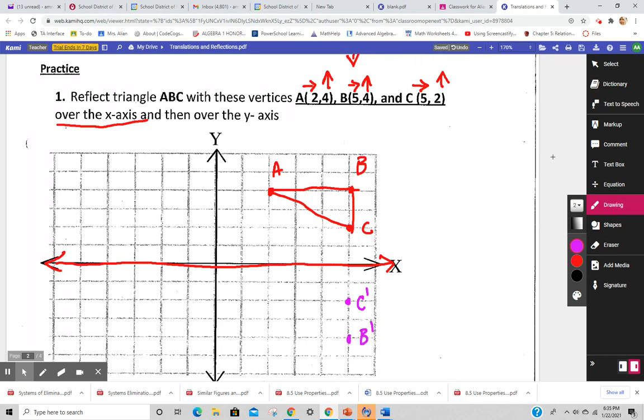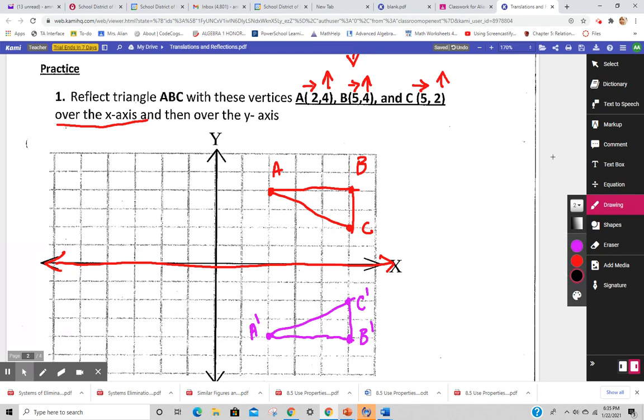A, 1, 2, 3. It's 4 units away from the x-axis. So we're going to go over to the other side, 4 units away. 1, 2, 3, 4, and plot A prime. So now we have the reflection of triangle ABC over the x-axis. Now let's do a reflection over the y-axis.